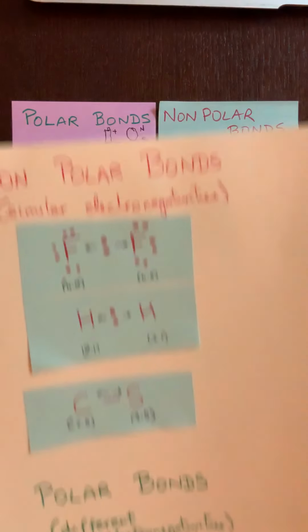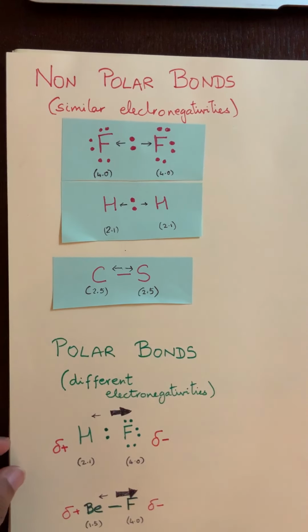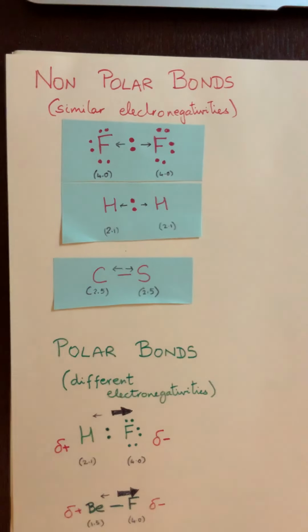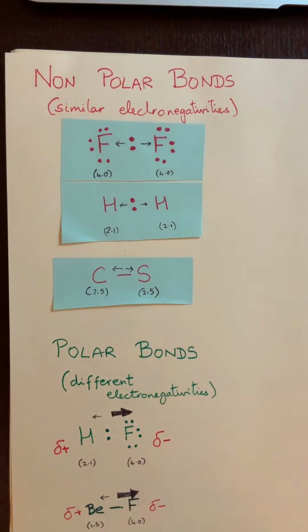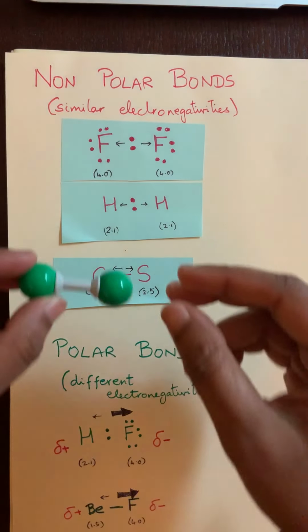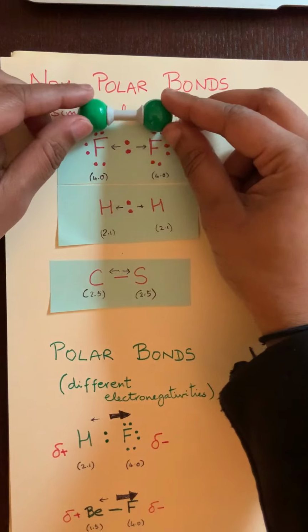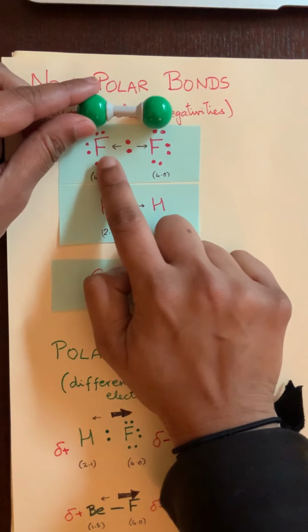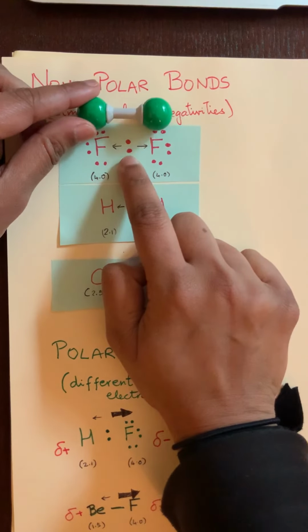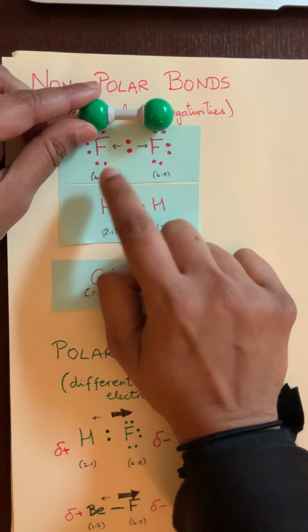We'll start off talking about nonpolar bonds, because those are easier to think about. Remember, nonpolar means there are no poles. You don't have a positive or a negative side. So how do we get nonpolar bonds? Usually when you have two of the same atom bonding together. In this first example, I have fluorine bound to itself, sharing a pair of electrons in the middle.